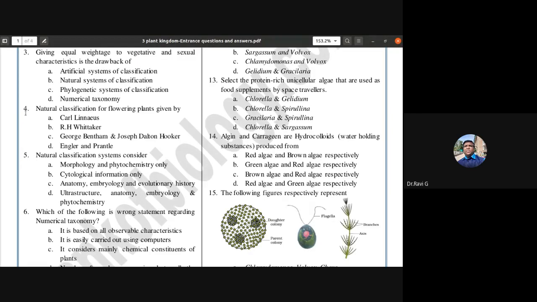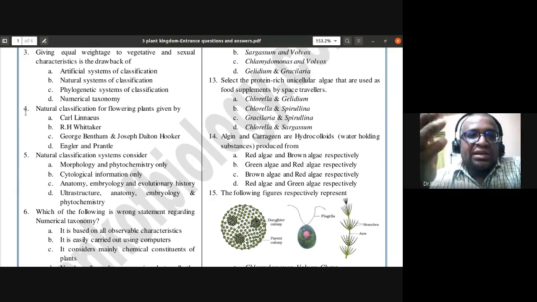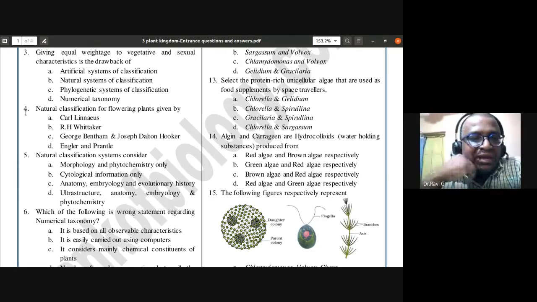See, the natural classification for flowering plants, was it given by Carl Linnaeus, R.H. Whittaker, that is Robert Whittaker, the five kingdom classification, you know about it. Or George Bentham and Joseph Dalton Hooker. So Bentham and Hooker's classification, we call it as. See, these two British botanists have also prepared the Flora of Madras Presidency. If you want to study some of the plants within Bangalore, where you find some endemic plants, you can always refer to this Flora of Madras Presidency written by Bentham and Hooker.